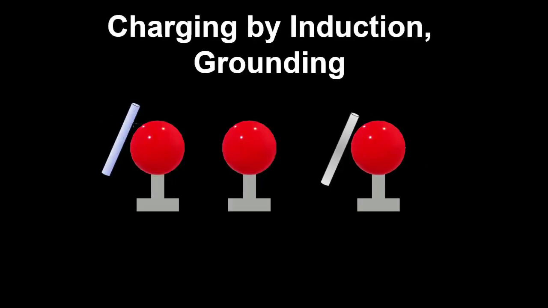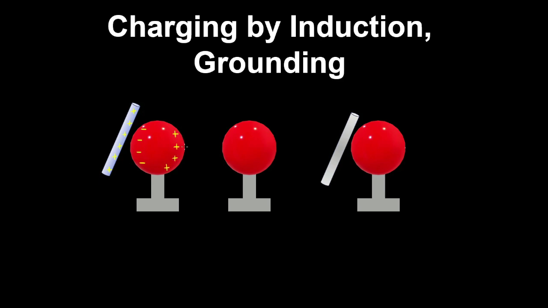Consider this glass rod, which is positively charged. So for example, if you wipe it with a silk cloth, it loses electrons. And now suppose we have this conductor sitting on an insulator. And remember that the electrons or charge carriers in conductors are free to move around. So if we bring the glass rod near the conductor, it's going to draw electrons towards it. And that leaves behind a positively charged region.